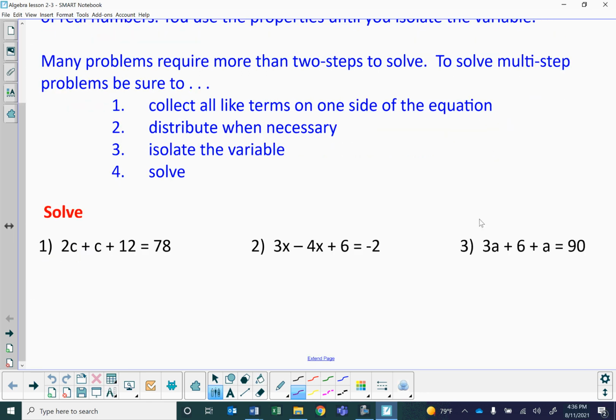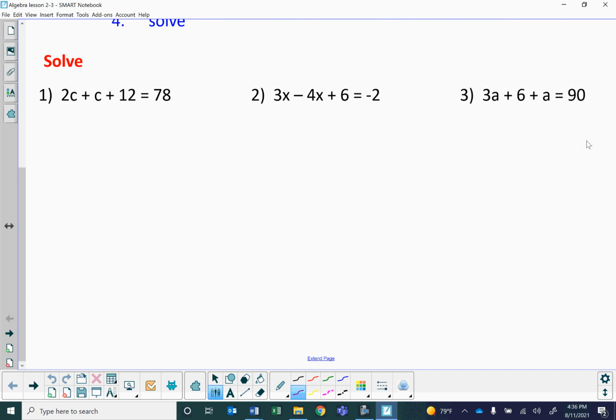Here we have a couple of examples. We're going to solve 2c plus c plus 12 equals 78. Now, normally when variables are next to each other, people realize that they need to combine them before they move things from one side of the equation to the other. So I can clearly see here that 2c plus c is on the same side of the equation, so I need to combine them together. 2c plus 1c. Remember, if there's no number in front of the variable, there is an implied 1. So this becomes 3c plus 12 equals 78.